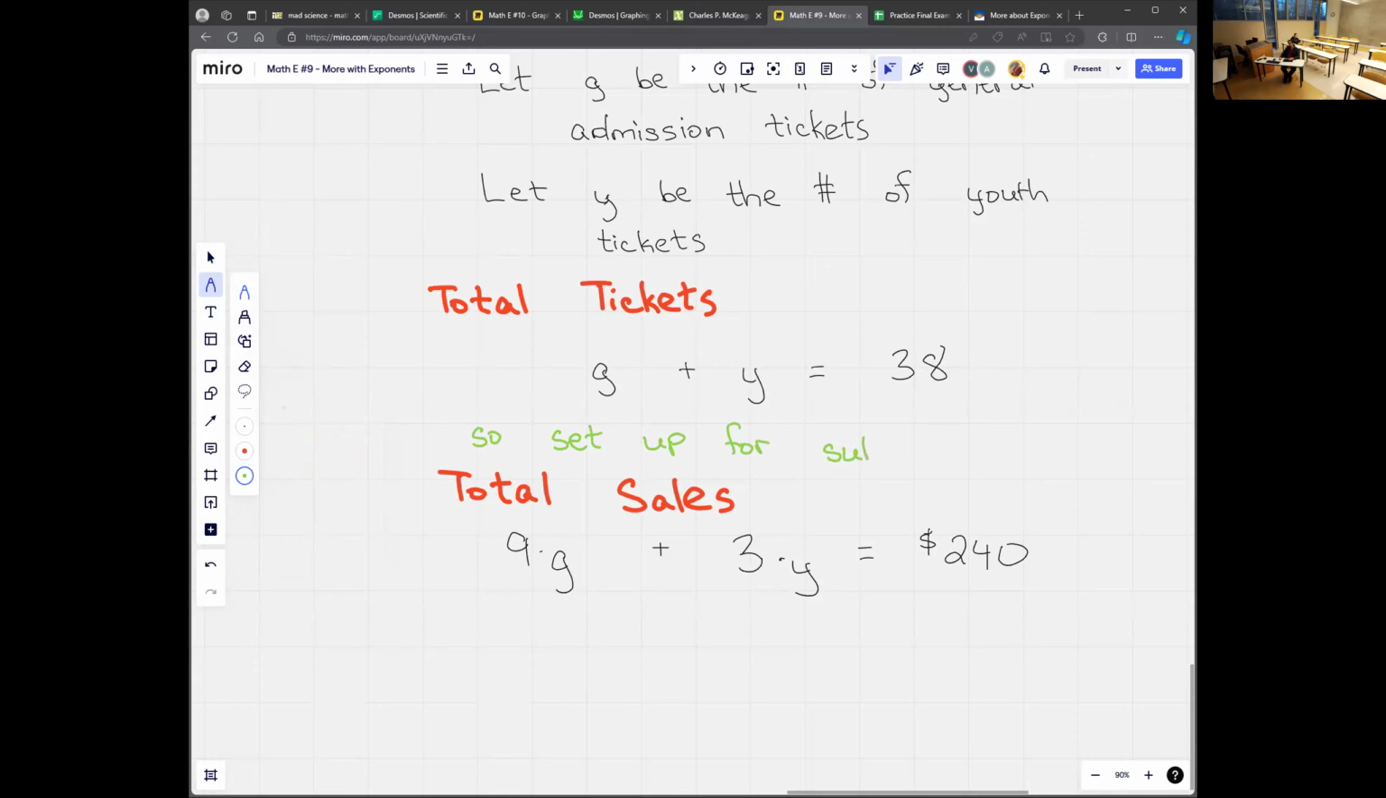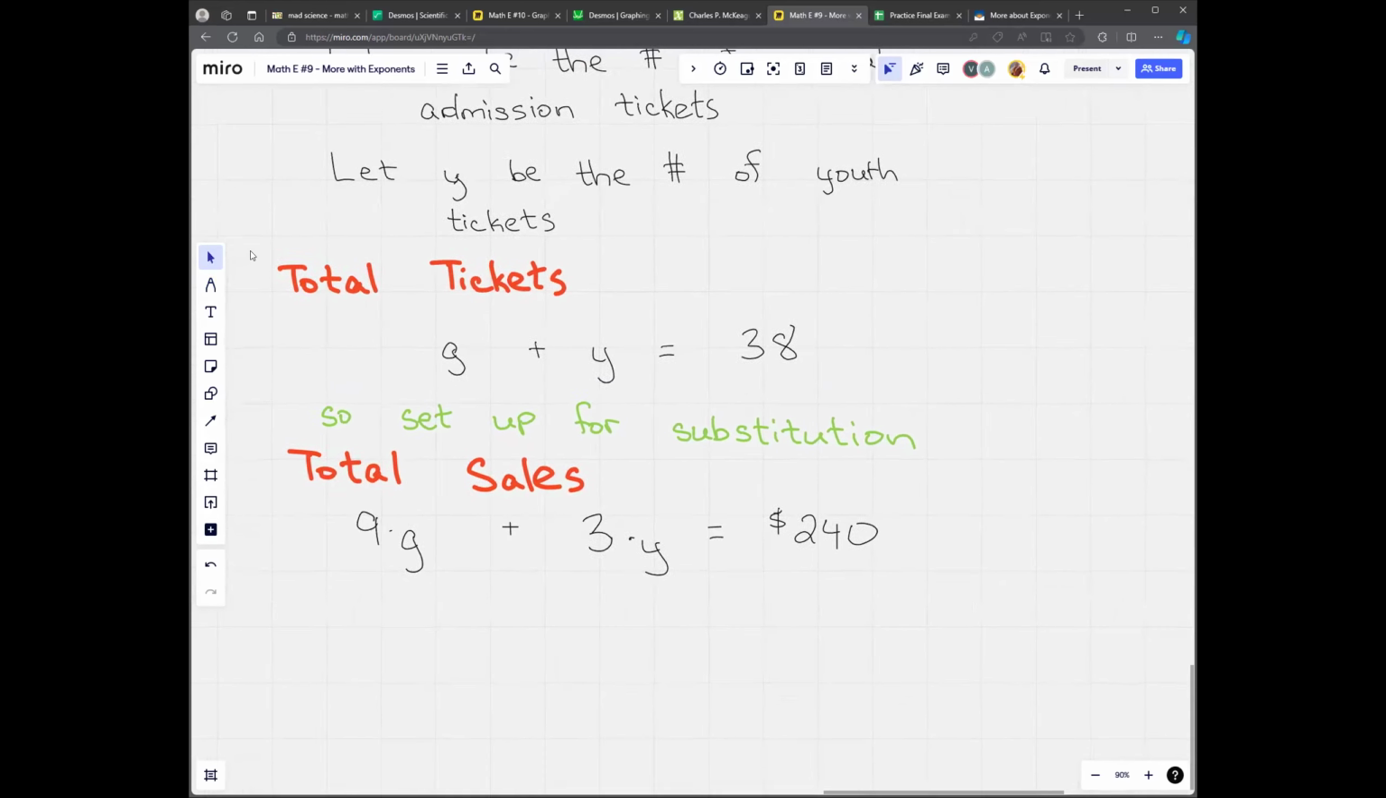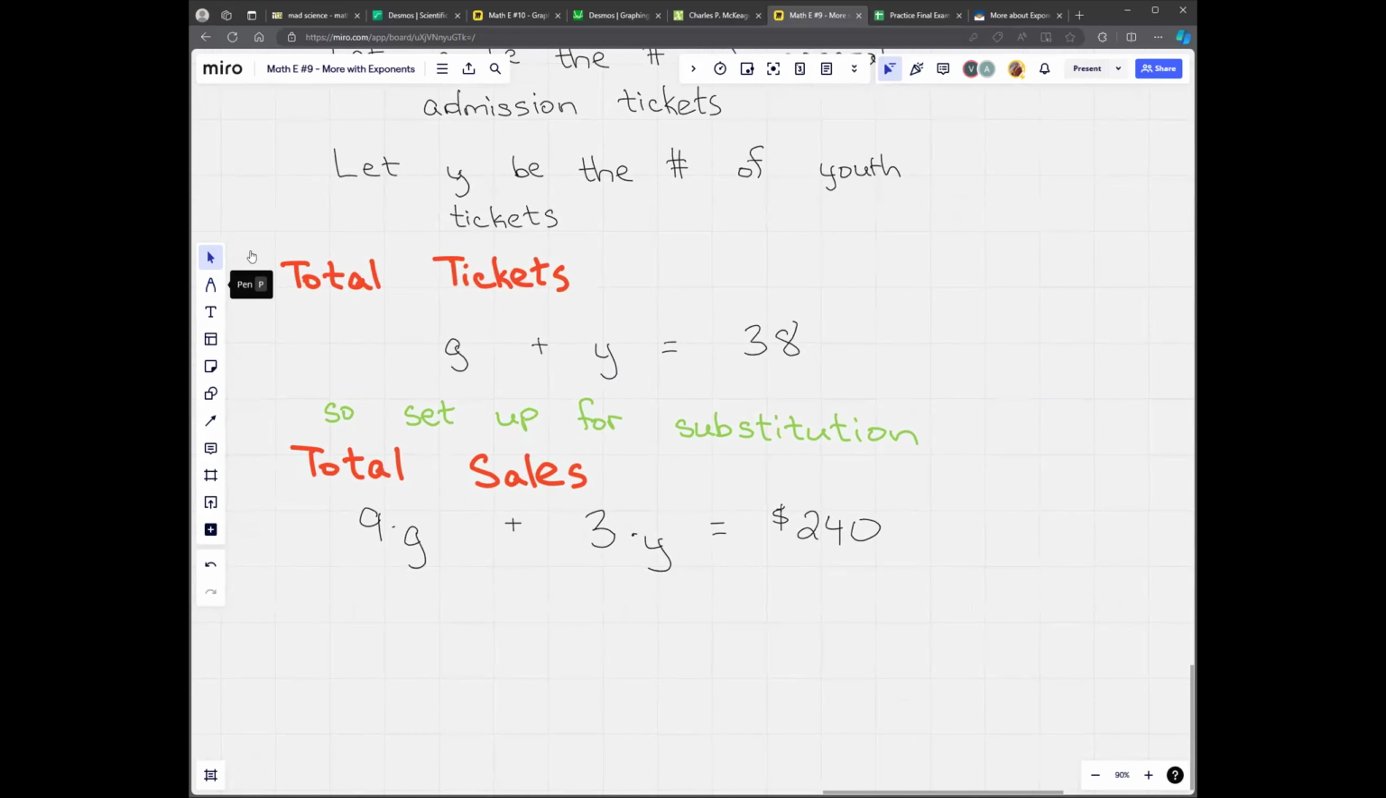For substitution, we need to get one of either G or Y all by itself. It doesn't matter. We could do Y equals blah, or we could do G equals blah. Which one do you want? Do you have to do it for both equations or just one of them? Just one of them. Well, I guess we'll do total sales because that seems like the harder one.